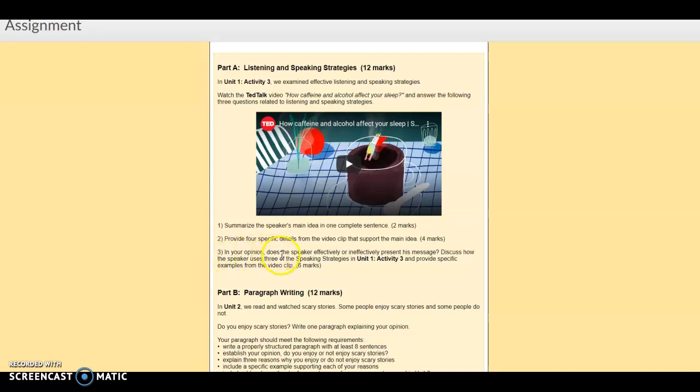It's going to ask, in your opinion, does the speaker in this video speak effectively or ineffectively? And discuss how the speaker uses 3 of the speaking strategies in Unit 1, Activity 3. So you can go back to Unit 1, Activity 3, and on the content page it lists a number of speaking strategies. See if you can critique how this speaker uses at least 3 of those speaking strategies. Okay, so that's Part A.